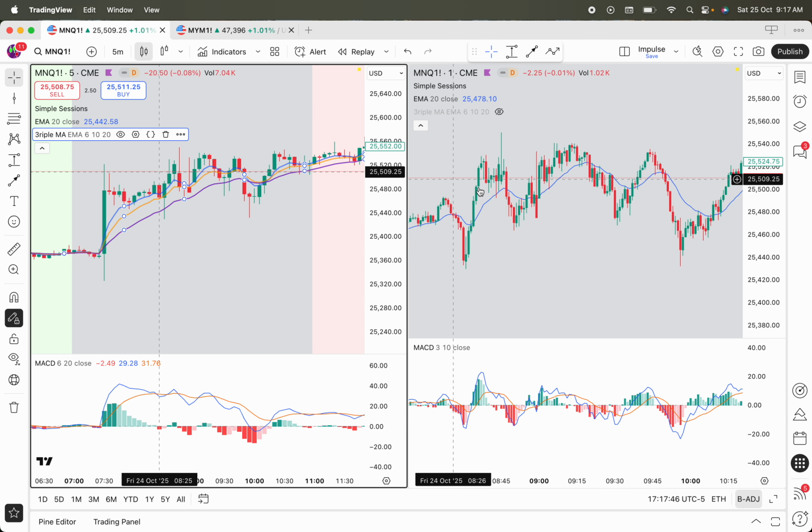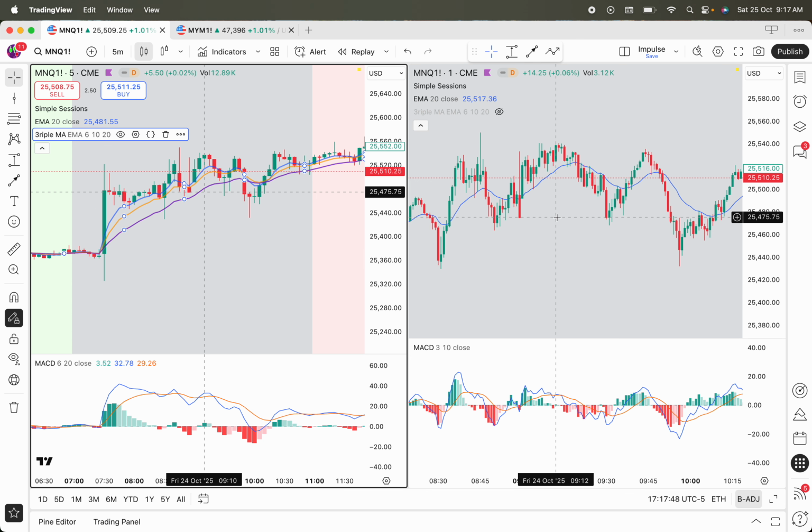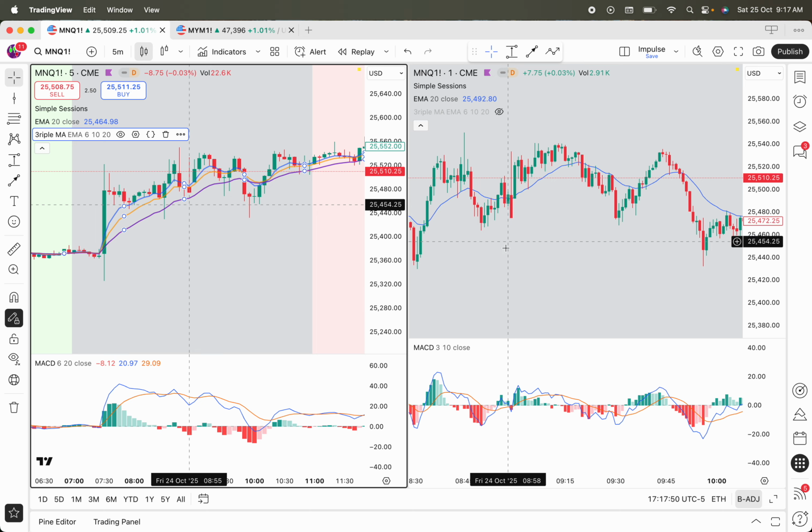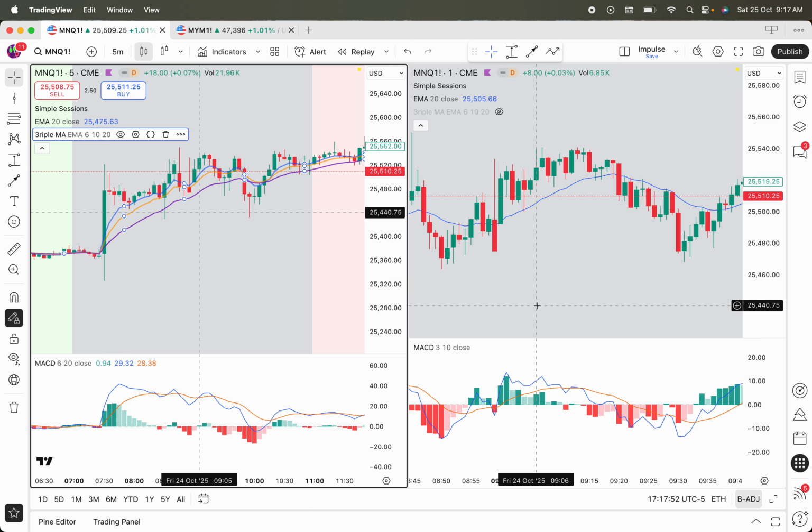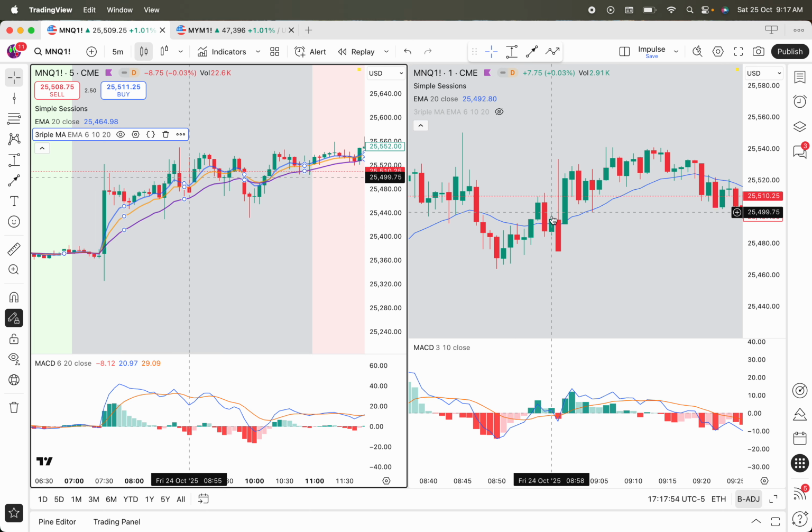On the entry and exit side, the 1-minute chart, I just use the MACD. How I use this is I want to see price obviously pushing upwards towards the 20. And I also want to see the MACD line cross over the signal line here. And that signifies that I could be going long.